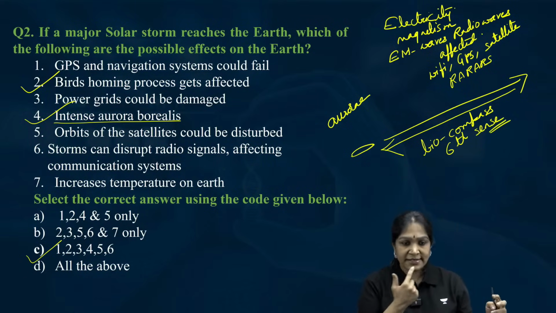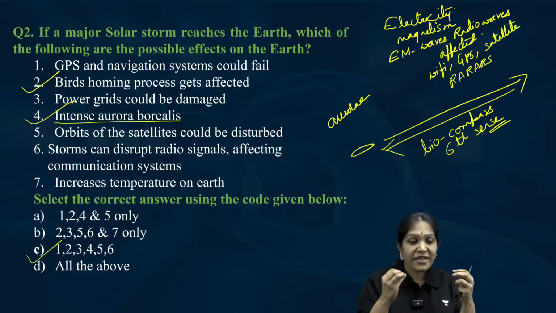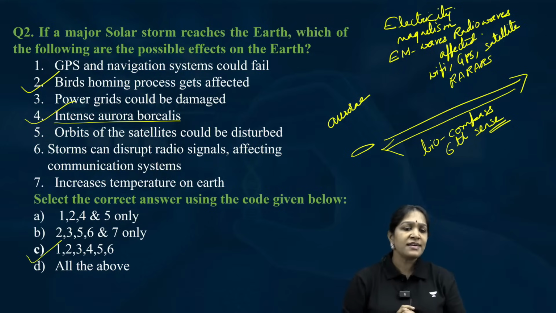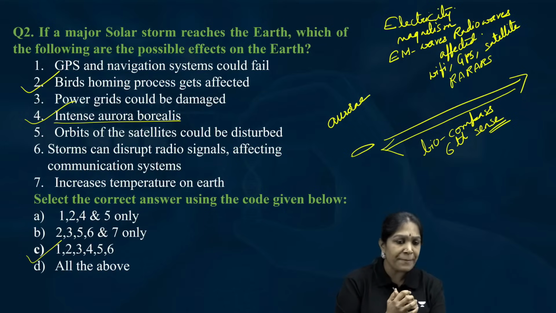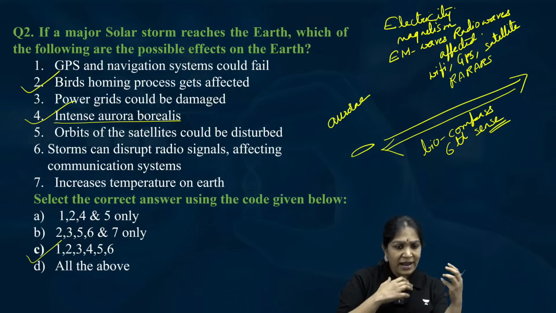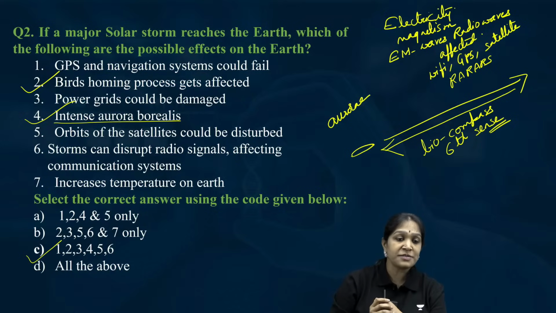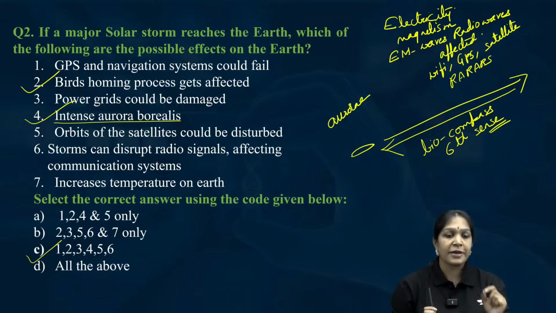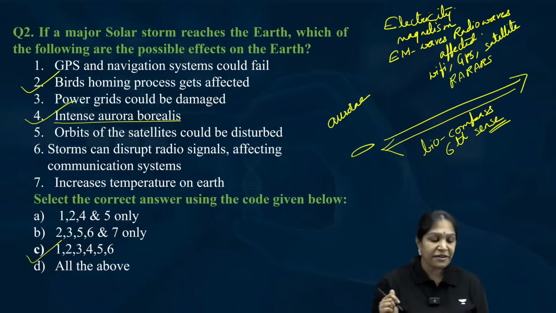Why am I calling it a sixth sense? Because we have 5 senses: taste, smell, hearing, sight and touch. Can you sense the direction? Do you have a compass in your body? Can I sense whether it is north or south? No. But some birds have this particular sense. They can sense the magnetic field. That is the reason why if a solar storm occurs, the birds' homing process will get affected.